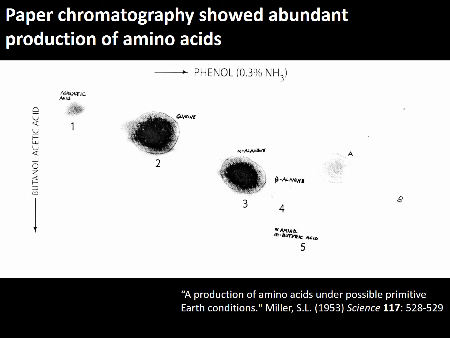Now, using the analytical techniques of chemists of the time, Miller was able to show, using two-dimensional paper chromatography and ninhydrin staining, that there were in fact a variety of simple amino acids generated in this experiment. The fact that they were detectable at all was quite remarkable. So here we see a nice spot for glycine, a certain amount of alpha-alanine, aspartic acid, beta-alanine, alpha-amino-N-butyric acid. Now that was of course remarkable and significant in the context of the theory for origins of life of its time.